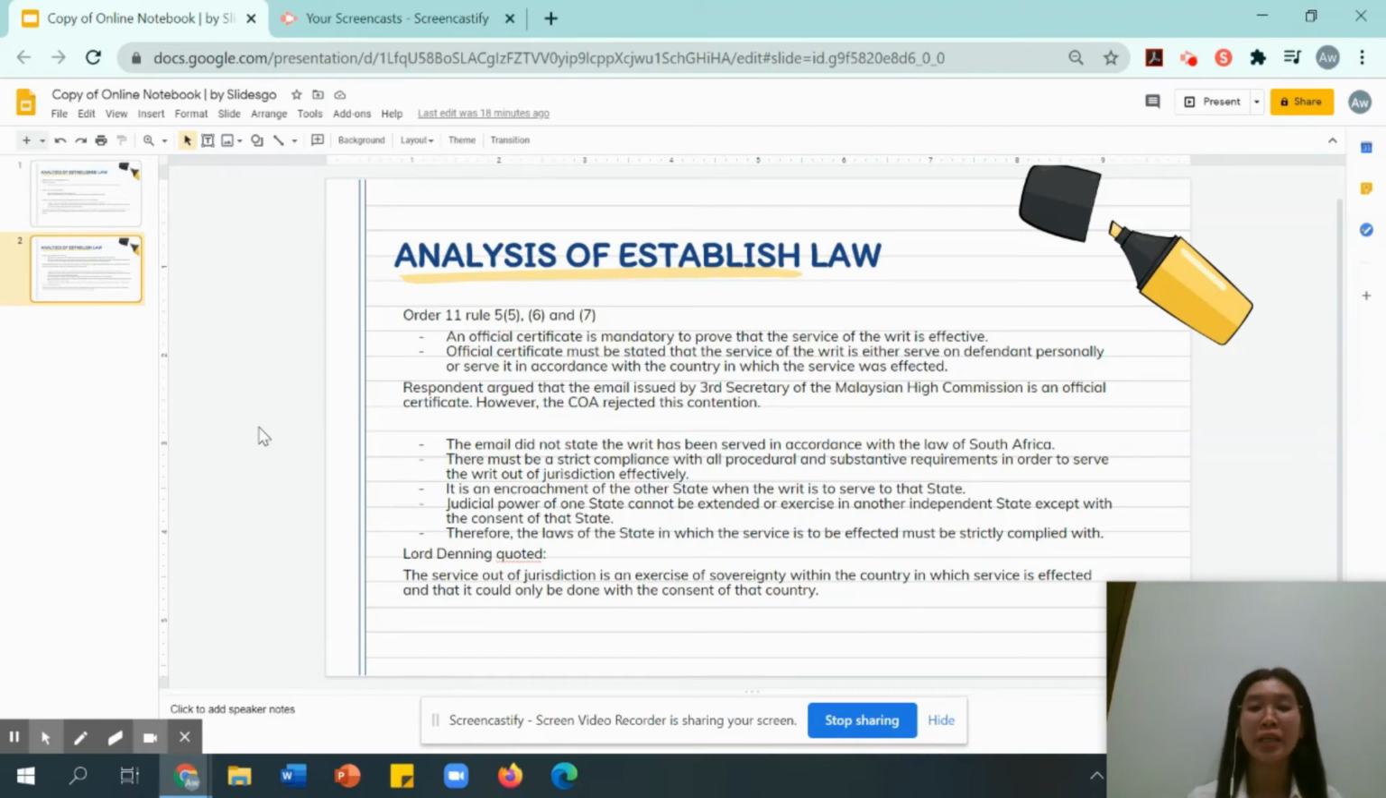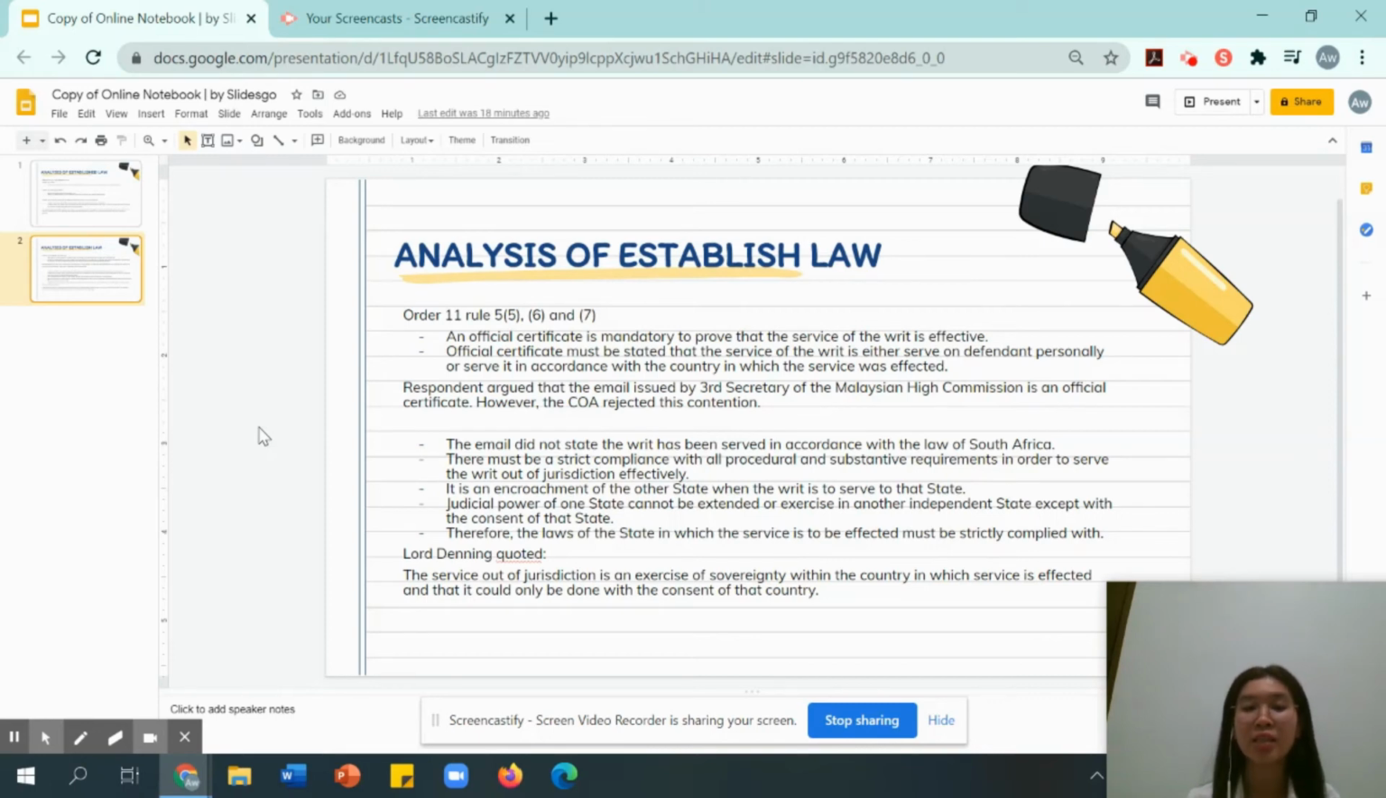So in this case, the email did not state that the writ had been served in accordance with the law of South Africa, because there must be strict compliance with all procedural and substantive requirements in order to serve the writ in a foreign jurisdiction effectively. It is an encroachment on the state when the writ is served in that state. In other words, the judicial power of one state cannot be extended or exercised in another independent state, except with the consent of that state. Therefore, the law of the state in which service is to be effected must be strictly complied with.